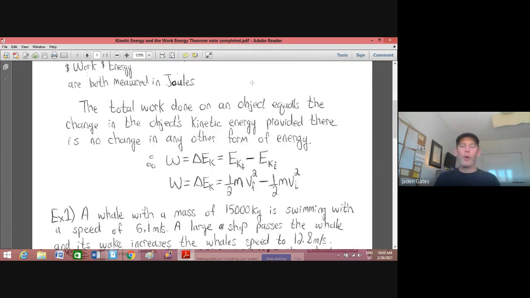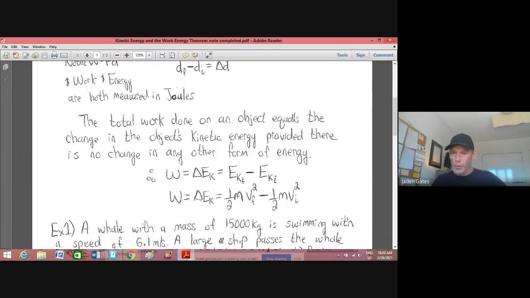And so again, the science explanation is that the total work done on an object equals the change in the object's kinetic energy, provided there is no change in any other form of energy. So we're looking at an isolated system. To find the amount of change in energy, you need to look at the change in the speed, which results in a change in kinetic energy, because the one thing that doesn't change is the mass. So we have delta E, the work put in, the change in kinetic energy, which results from a change in velocity. There's our formula that we're going to use.